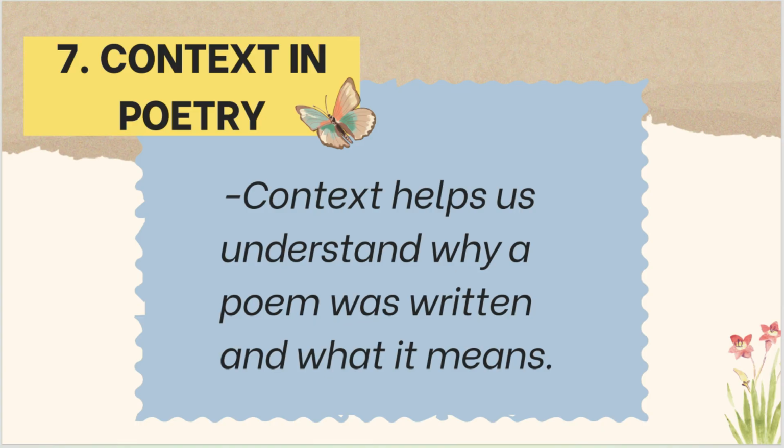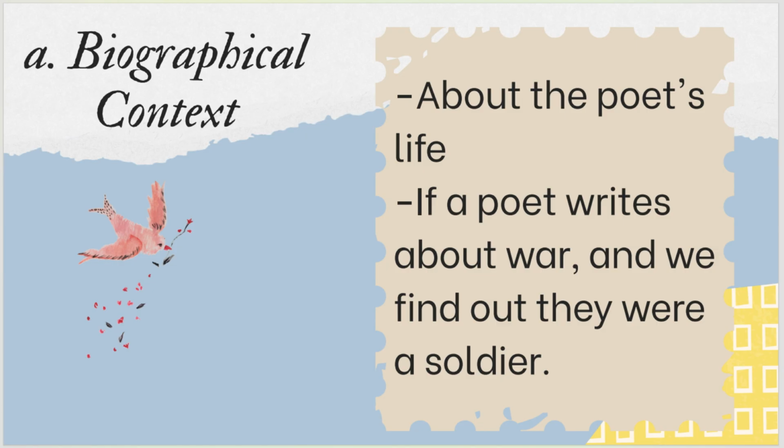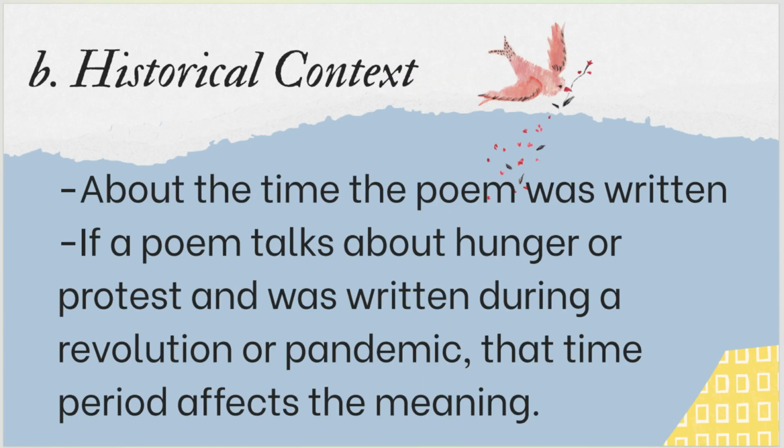And now, the seventh and the last basic element of poetry is the context. Context helps us understand why a poem was written and what it means. Context has three different types, and one of them is the biographical context. It is about the poet's life. If a poet writes about war and we find out they were a soldier. The next one is the historical context. It is about the time the poem was written.